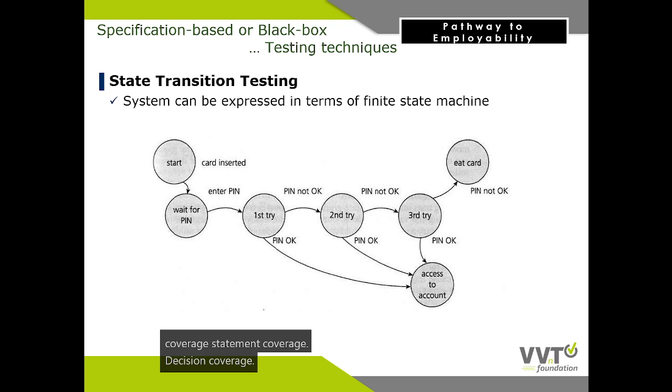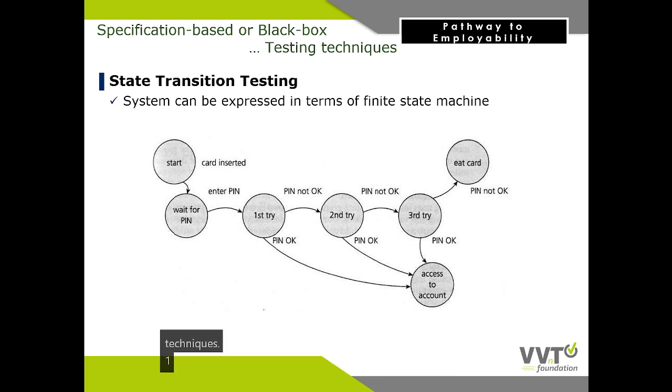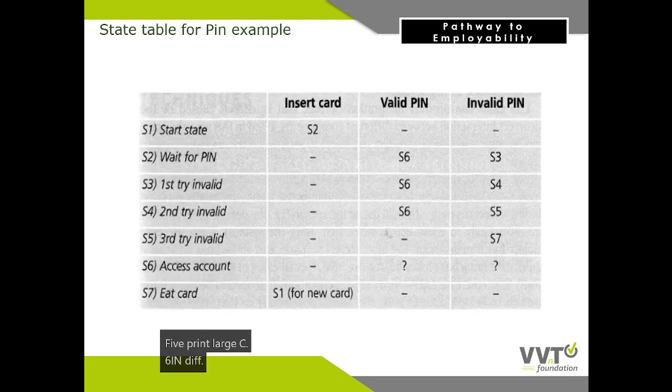Here is another example of structure-based or white box testing techniques. 1. Read A. 2. Read B. 3. C equals A plus 2 asterisk B. 4. If C is greater than 50 then. 5. Print large C. 6. End if. Statement coverage and statement testing.